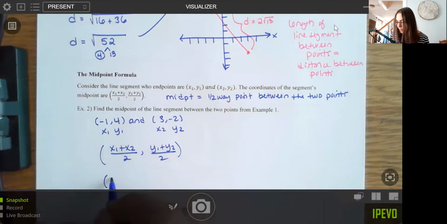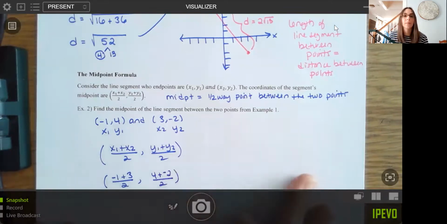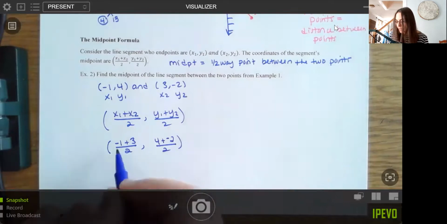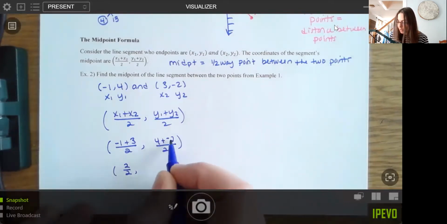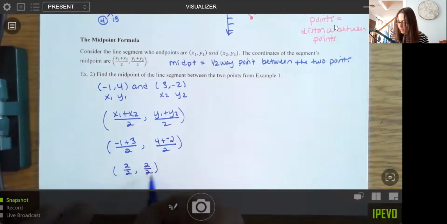That's why you have the parentheses and the comma. So it's -1 plus 3 over 2. And then for my y values, 4 plus -2 over 2. -1 plus 3 is 2, so I have 2 over 2. And then 4 plus -2 is also 2. So the point here ends up being 1, 1.